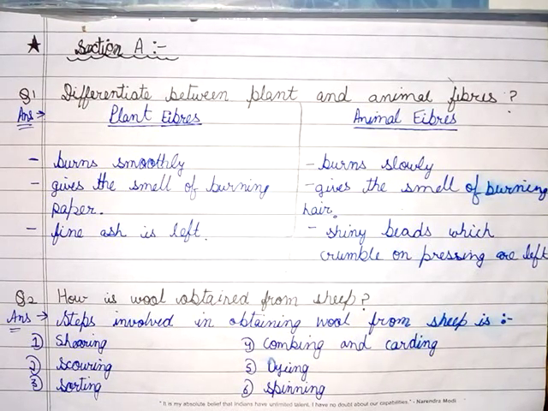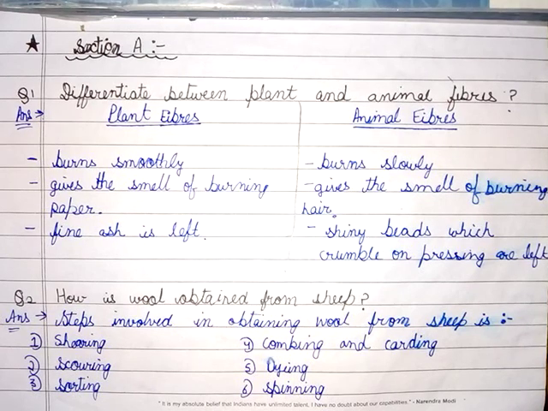Question number 1, differentiate between plant and animal fibers. Plant fibers burn smoothly, give the smell of burning paper. Fine ash is left. Animal fibers burn slowly, give the smell of burning hair. Shiny beads which crumble on pressing are left.